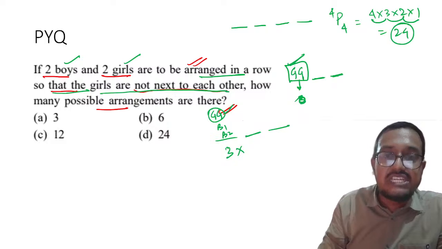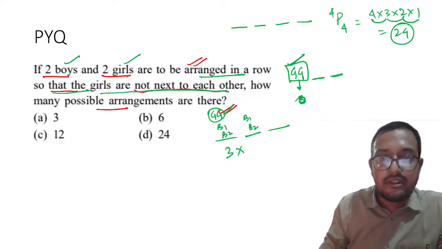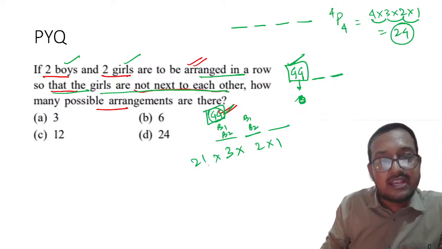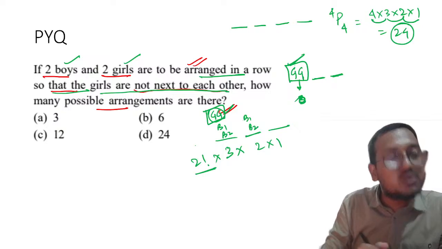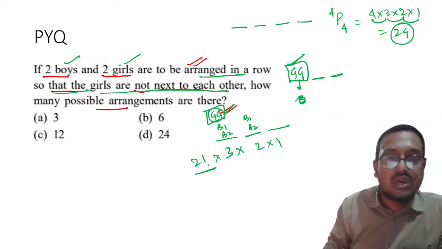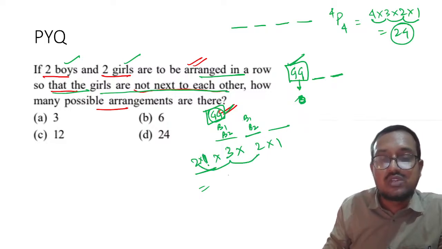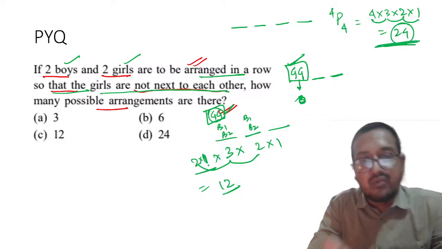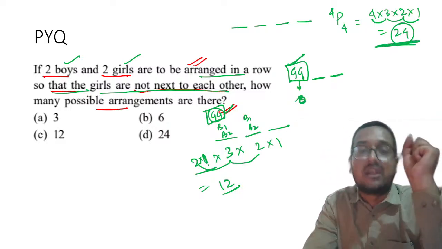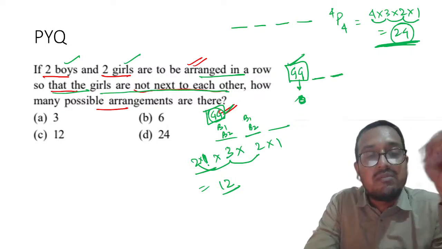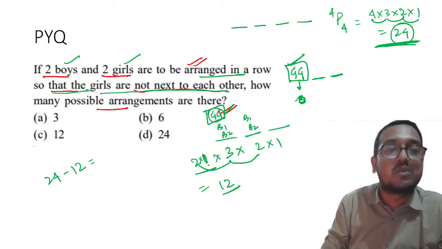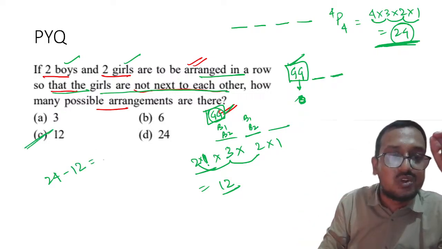Now here, suppose I fix GG for the first, so B1, B2 will become second. So 2 into 1. Now my dear students, if you look carefully, GG will have two possibilities. Why? Because it can be G1, G2 or G2, G1. So two ways can be there to arrange it. So if you solve it, this will become 2 into 1, and 3 twos are 6, 6 twos are 12. So in 12 cases, out of total 24 cases, girls are sitting together, right? So how many arrangements will remain where girls will not be sitting together? 24 minus 12. So these kinds of arrangements are possible where girls will not be sitting together.